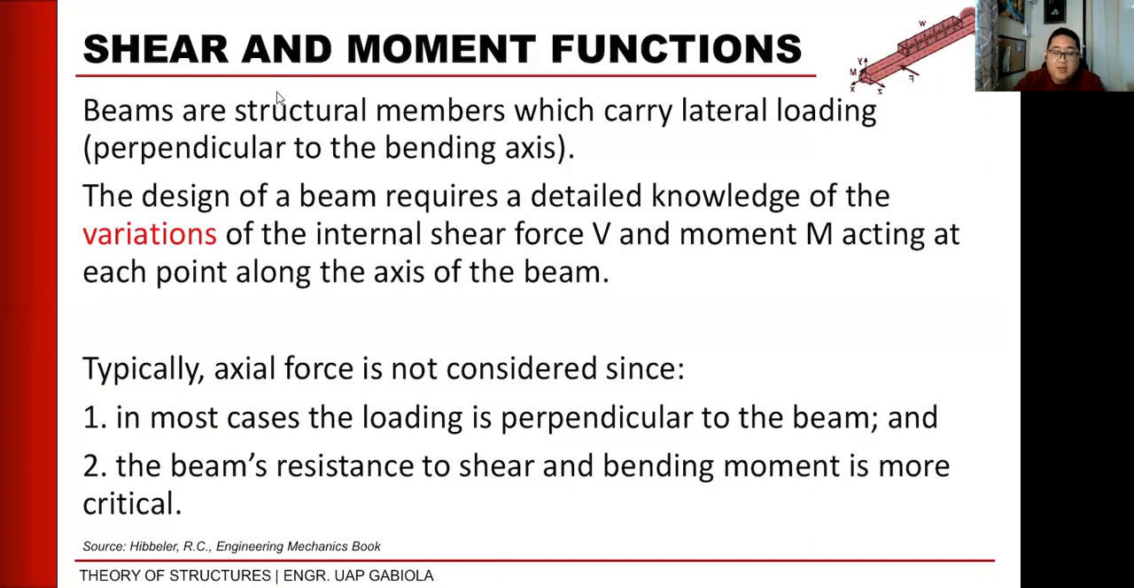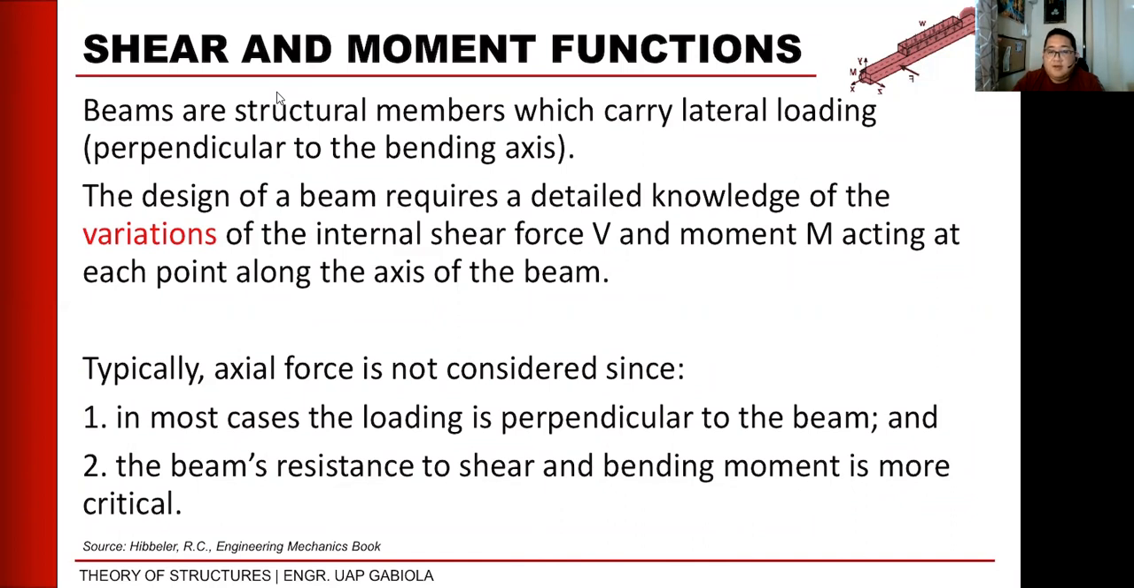So ngayon, ang kino-consider na natin i-calculate ngayon is for the whole beam. So we need to get a representative equation para ma-identify natin any value ng internal moment and shear dun sa beam natin. And mapapansin nyo, typically, axial forces are not considered kasi if you have observed yung mga previous discussion natin kung paano kunin yung internal forces, laging equal to 0 yung axial force natin.